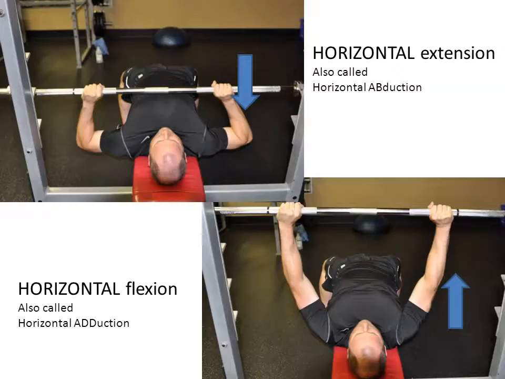In the previous slide, we saw Julie doing a push-up. Here you can see Steve doing a bench press. It's exactly the same movement at the arms. The arms are coming forward along the horizon line. In the down phase, in the picture on the top, it's called horizontal extension, also called horizontal abduction, as the arms move downwards. And in the picture on the right-hand side on the bottom, you can see Steve pushing the bar up. This is called horizontal flexion or horizontal adduction.